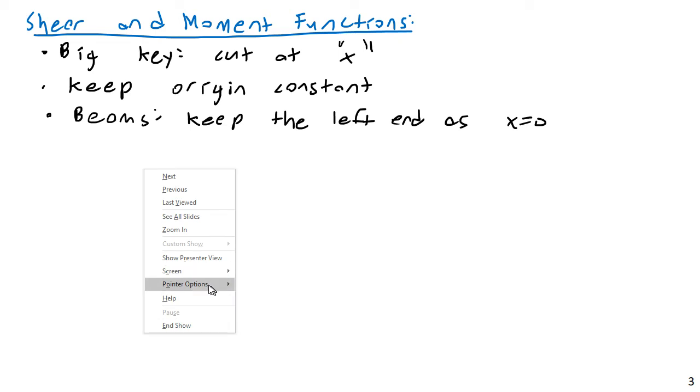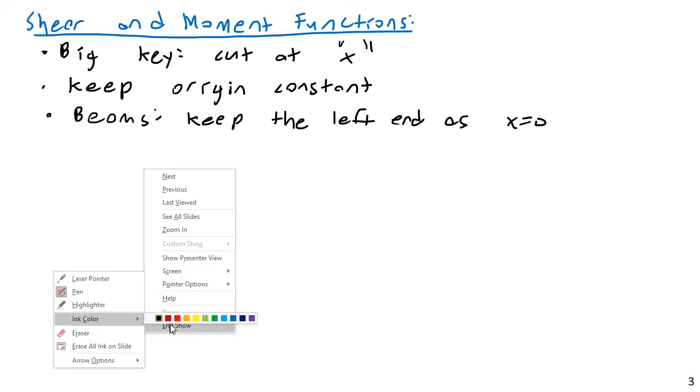So here, when do I need a new free body diagram? Oh, that's another key question.